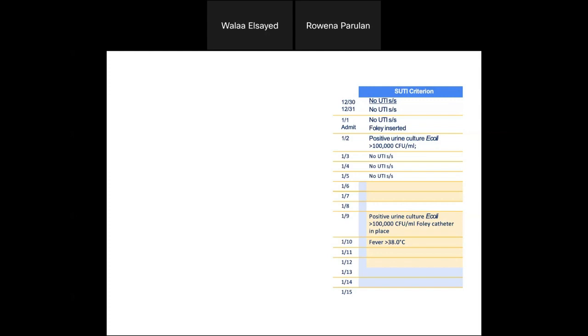All of these criteria are present during the infection window period. What is the infection window period? It is a 7-day period with the date of event, that is the positive urine culture on 9th of January, in the middle, 3 days before, that is 6, 7, and 8, and 3 days after, 10, 11, and 12. All of the criteria are met. So this is CAUTI and SUTI. It is one or two, we cannot know because we do not know the age of the patient. Good.